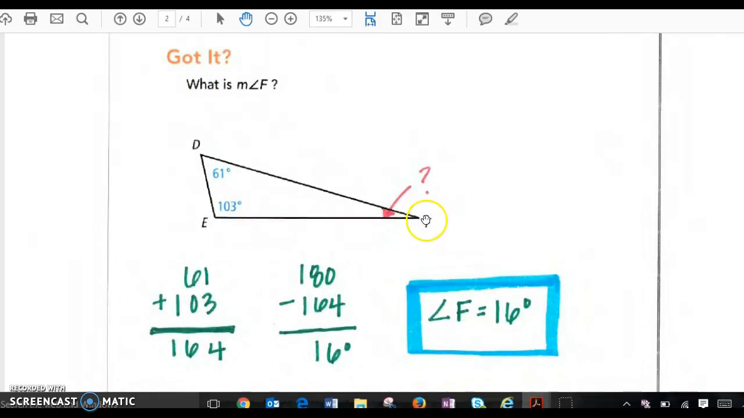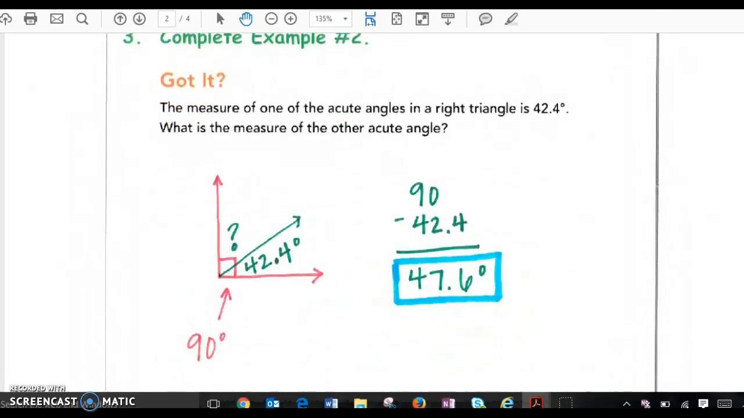So on this first example, if you're trying to find the measure of angle F, you take the two angles that you know, add them together, 61 plus 103 to get 164. Take that sum and subtract it from the total 180 to get 16 degrees. The measure of angle F is 16 degrees. If you were taking a quiz or a test, I would definitely add up 16 plus 103 plus 61 together to ensure that you got 180.